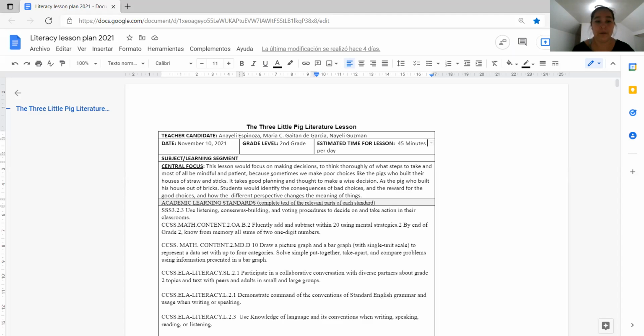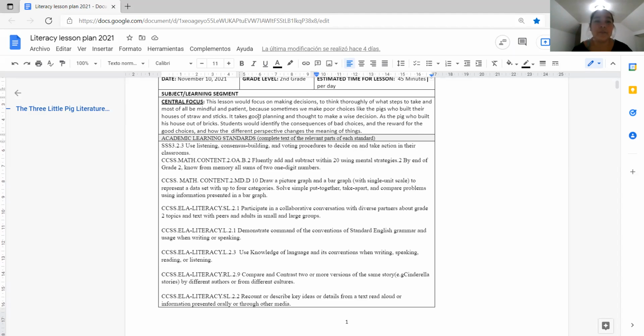So the group was Anayeli, Maria, and Nayeli. The grade level that we focused our lesson on was second grade. The lesson plan was for the whole week. Every lesson is for 45 minutes per day.